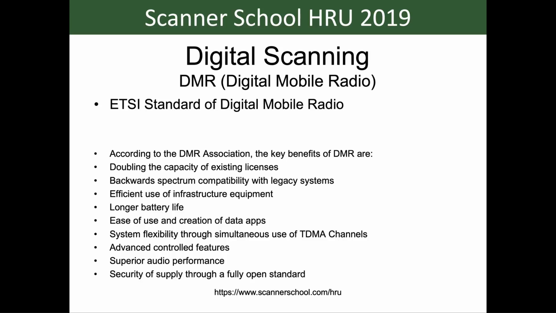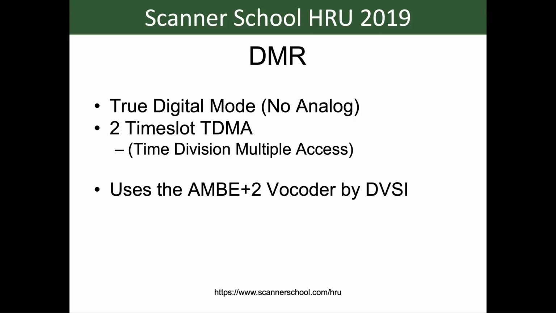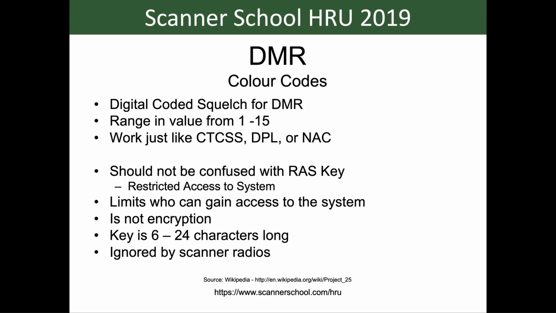So again, DMR is strictly digital. There's no analog transmissions in DMR. It's two time slot TDMA, and the trick here is that it uses the AMBE+2 vocoder by DVSI. So does P25, so there are some similarities between them. And NXDN, which we'll talk about, also uses the exact same vocoder.